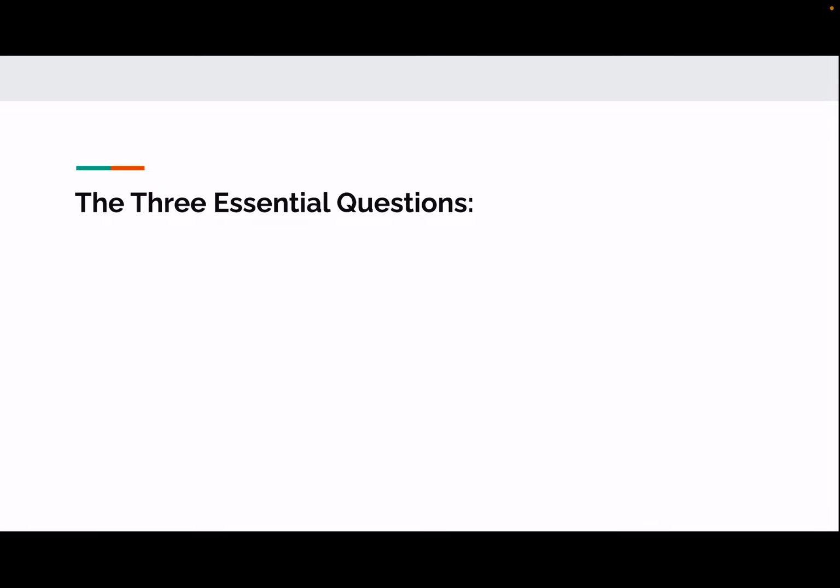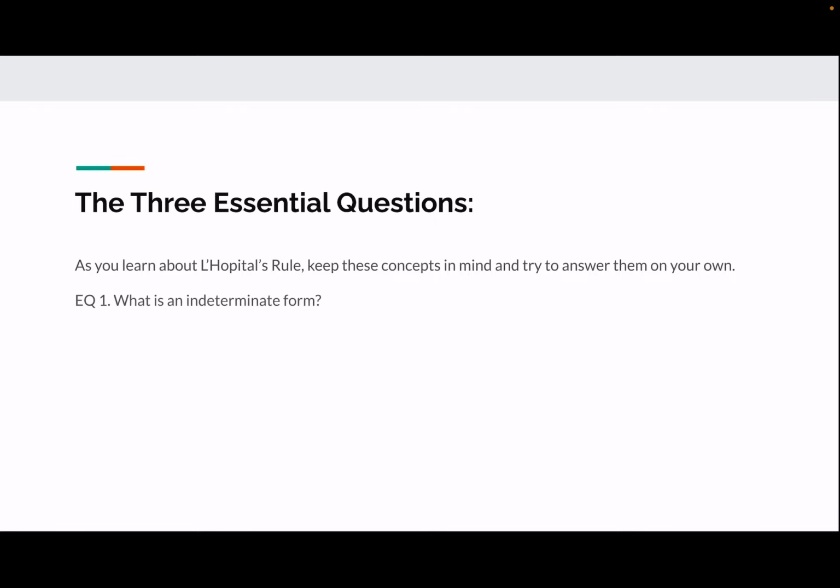Before we begin, there are three essential questions I would like students to focus on as they learn about this concept. One, what is an indeterminate form? Two, when can we use L'Hopital's rule? What's the condition for using it? And three, what are the actual steps for using L'Hopital's rule on a problem? Let's dive right into the first one.